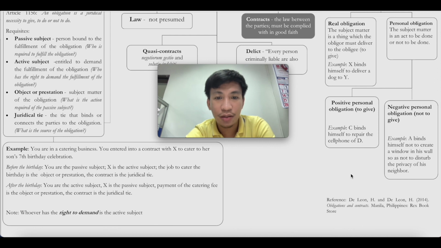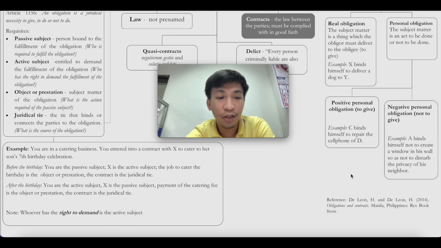So in this case, X is the passive subject in the sense that she is now the one who should fulfill her obligation to pay. Right? That is an obligation to pay. In this case, you are the active subject in the sense that you are the one who can say, hey, pay me now. You are the one entitled to the fulfillment of the obligation. You can now collect from her.